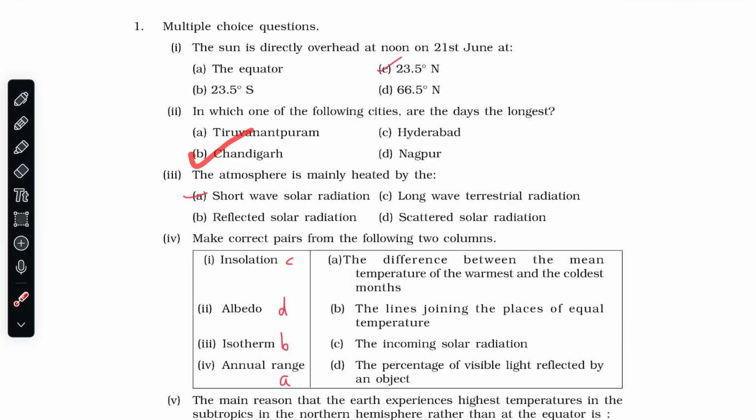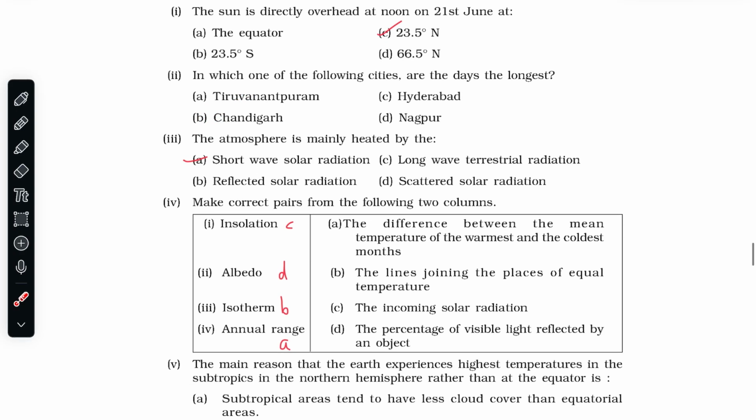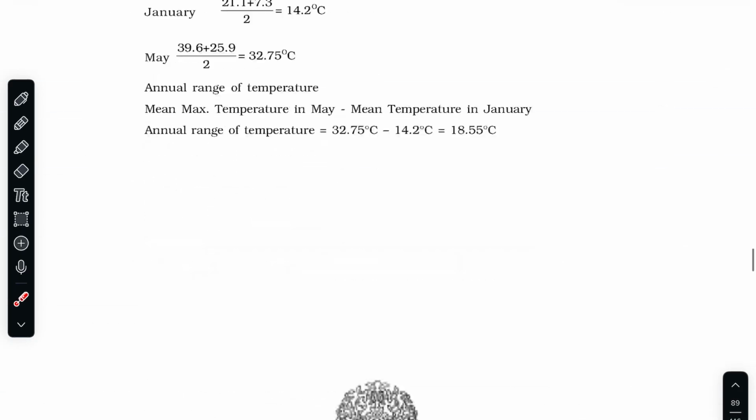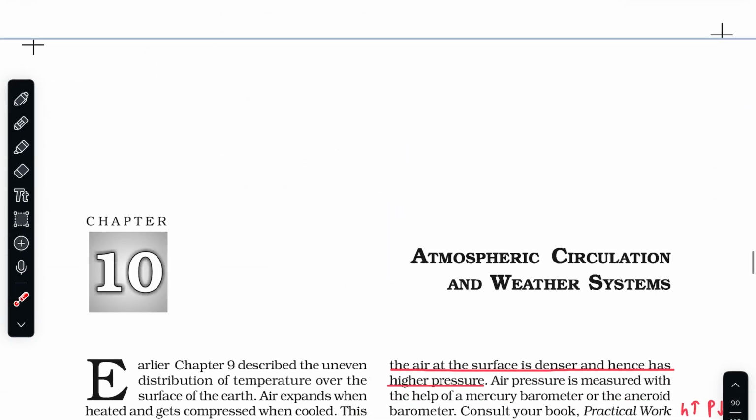So therefore, in Chandigarh, the atmosphere is mainly heated due to short wave solar radiation. And then the match the following. So moving towards chapter 8 basically.